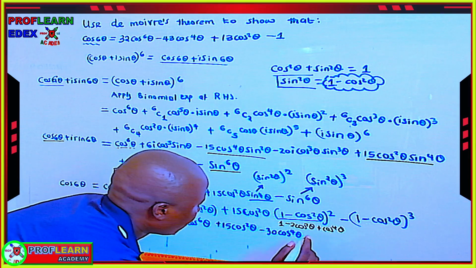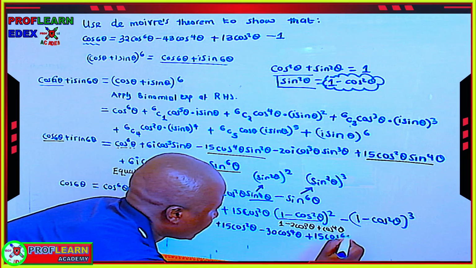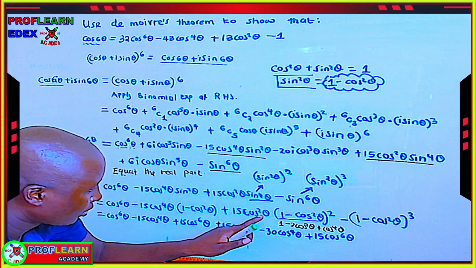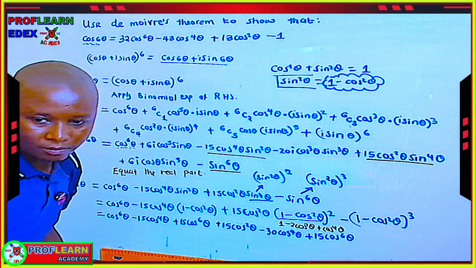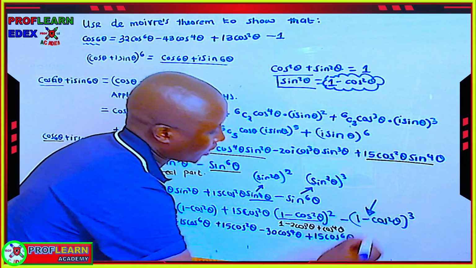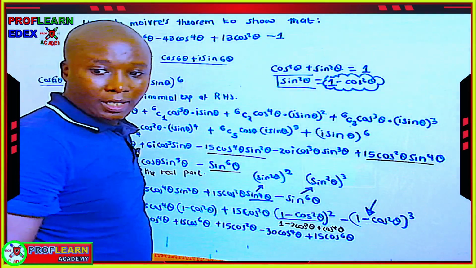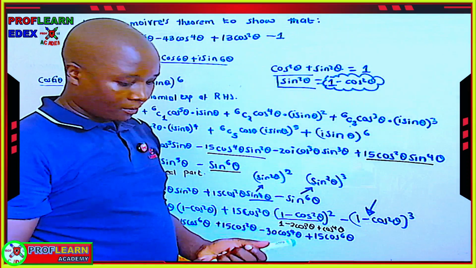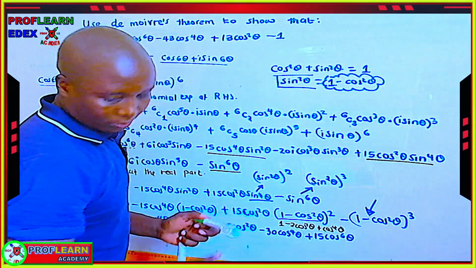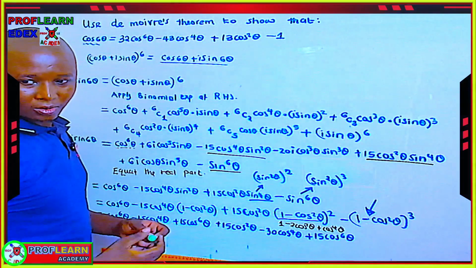15 times this, it will be plus 15 cos power 6 theta. This is power 2, this is power 4. Are we together? So I also have a challenge of what this will expand to. What is this going to be expanded to? So I have to consider that also.